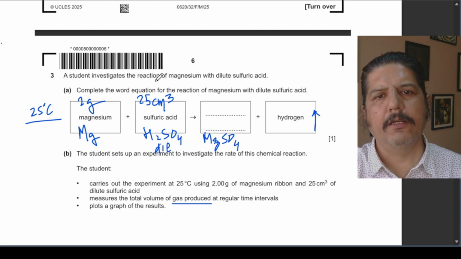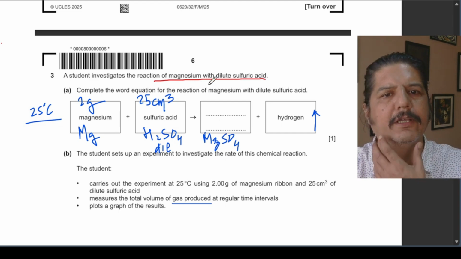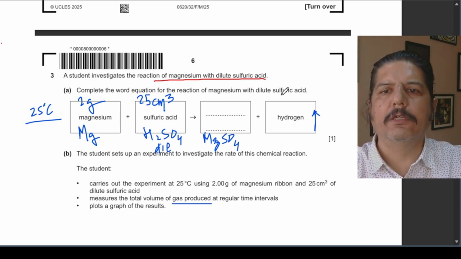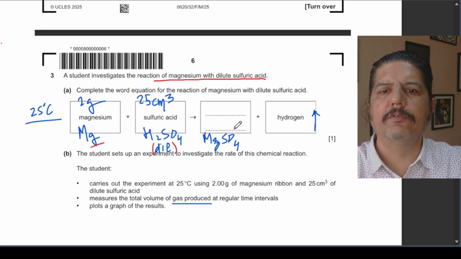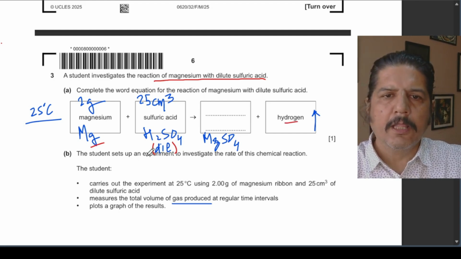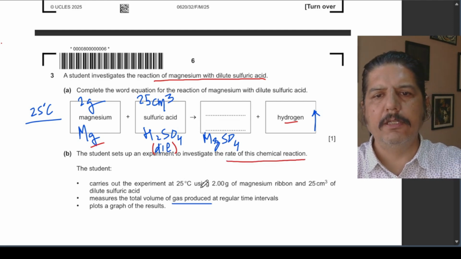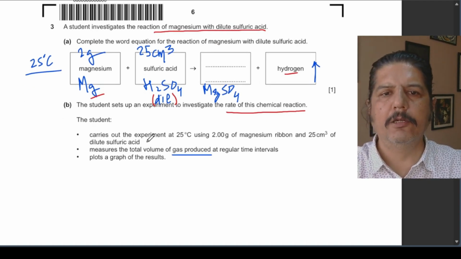Students investigate the reaction of magnesium with dilute sulfuric acid. Complete the word equation for the reaction of magnesium with dilute sulfuric acid. So Mg plus H2SO4 dilute will give magnesium sulfate plus hydrogen. Hydrogen gas would be given out. The student sets up the experiment to investigate the rate of this chemical reaction. Carries out the reaction at 25 degrees using 2 gram of magnesium ribbon and 25 centimeter cube of dilute H2SO4.